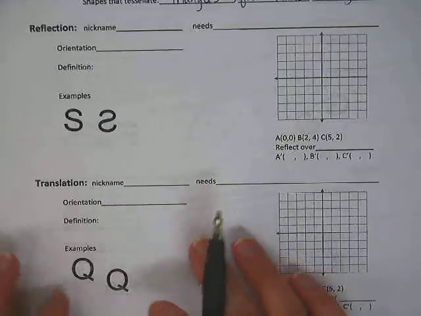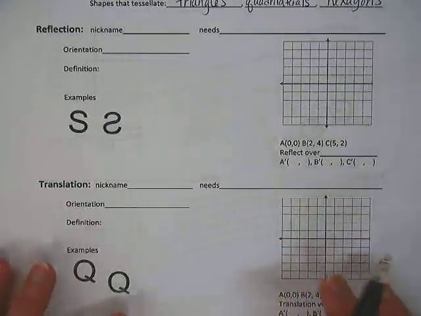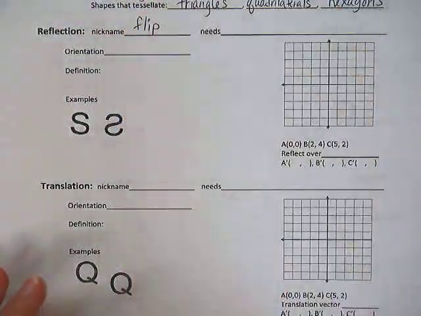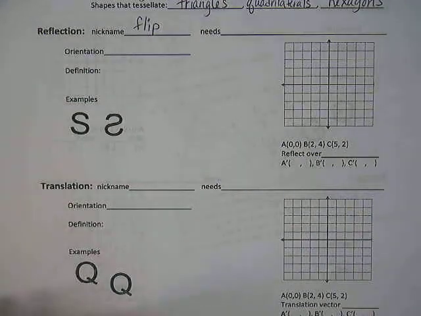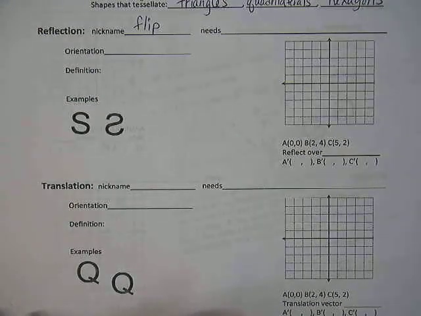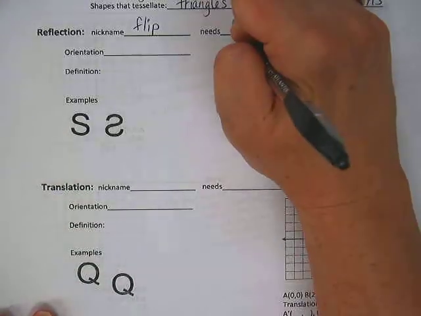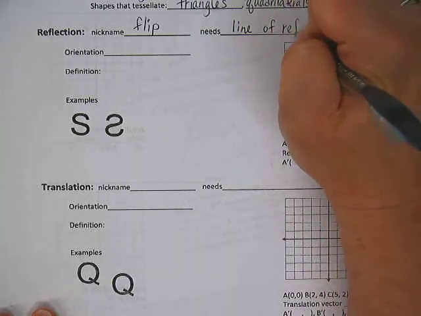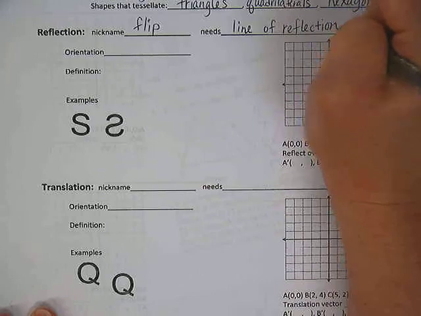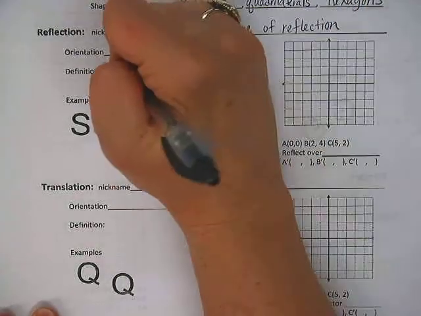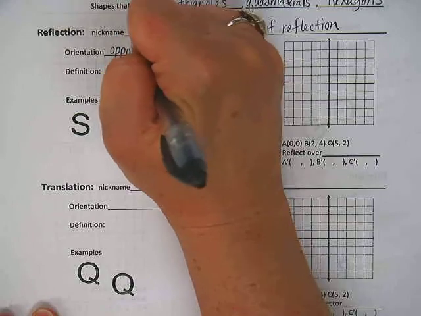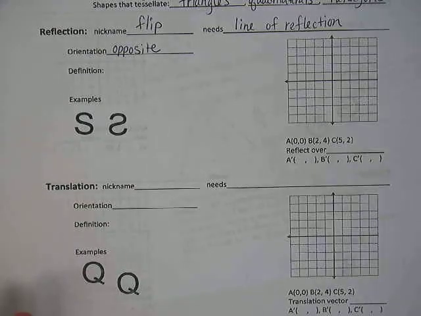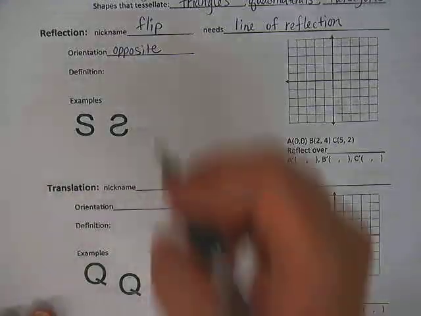A reflection can sometimes be nicknamed a flip because you take a shape and flip it over. In order to know exactly what reflection is being done, we need to know where it's being reflected. So we need what's called a line of reflection. The orientation of a reflection is opposite because it turns everything the other direction.